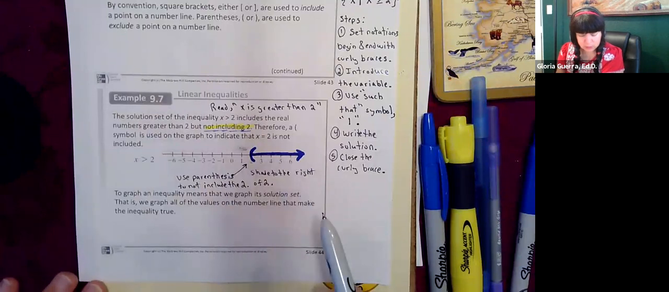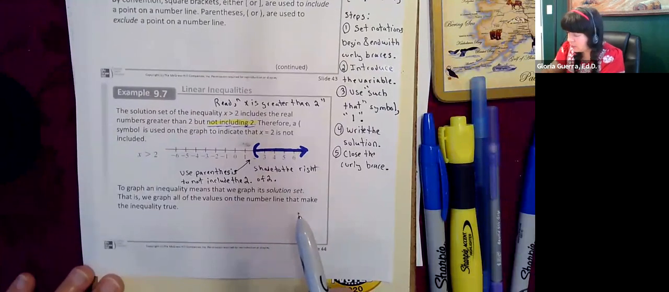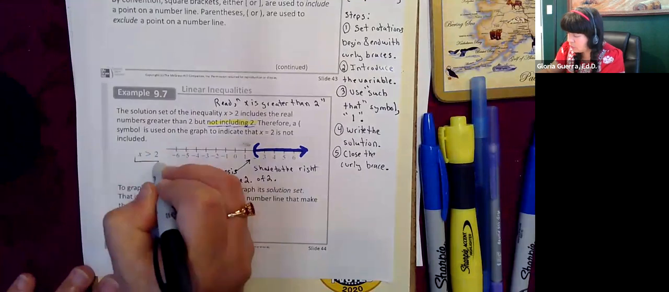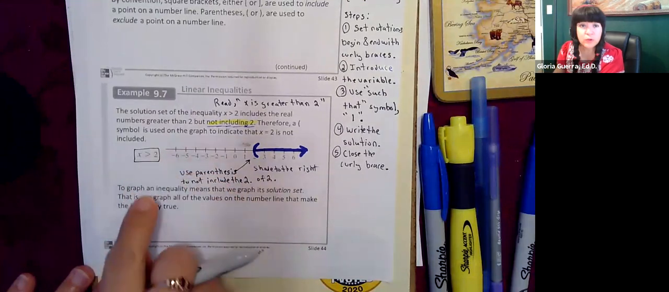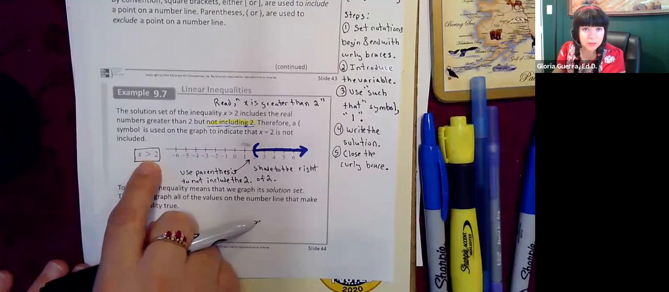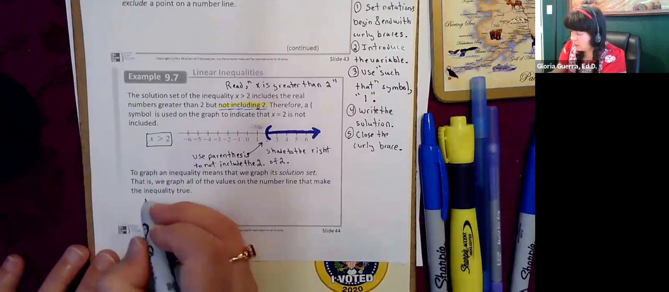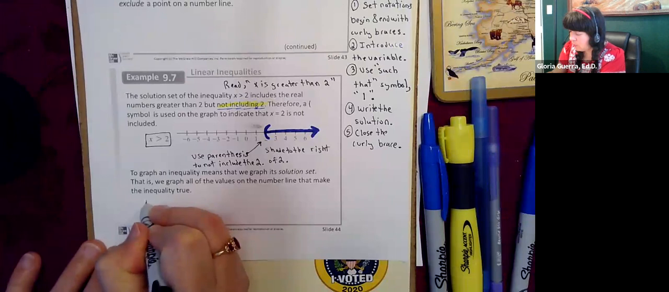Okay. So to graph an inequality means that we graph its solution set. That is, we graph all the values on the number line that make the inequality true. These are inequalities. It's also important that they always insist that the variable go first. You have the variable, then the inequality, and then the constant. So you do have a format, an inequalities format.